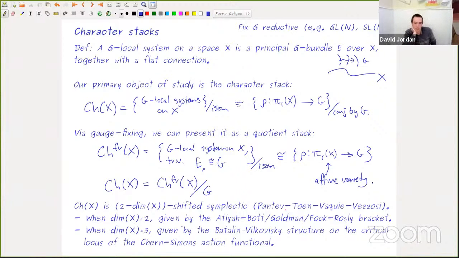So first of all, it has a shifted symplectic structure that was developed by Pantev, Toën, Vaquié, and Vezzosi. And when the dimension of X is 2, i.e. when X is just a topological surface, then this recovers what goes by many names, either the Atiyah-Bott or Goldman or Fock-Rosly Poisson bracket. And when the dimension of X is 3, so we're talking about 3-manifolds, we can think of this as coming from the BV structure on the critical locus of the Chern-Simons action functional. Okay. But this exists in every dimension, and it's a very interesting structure to study.